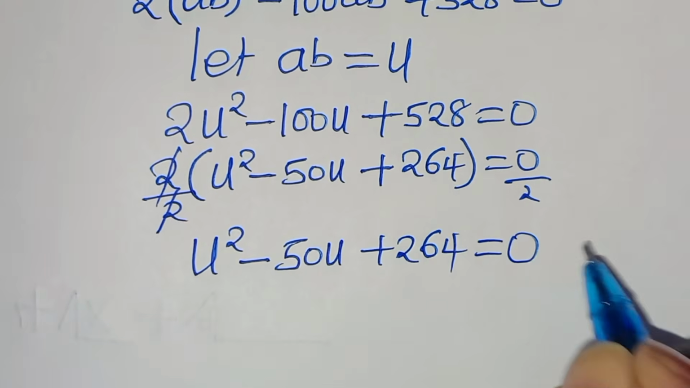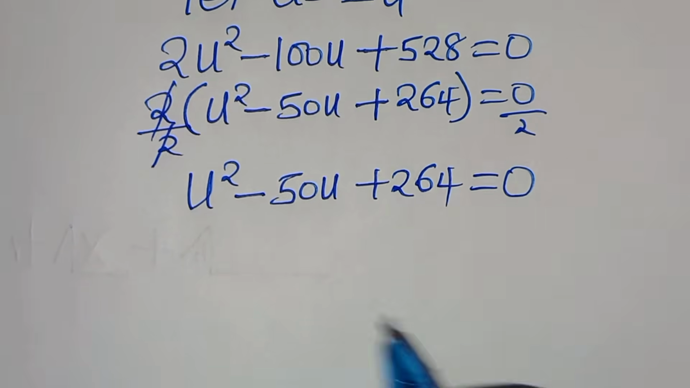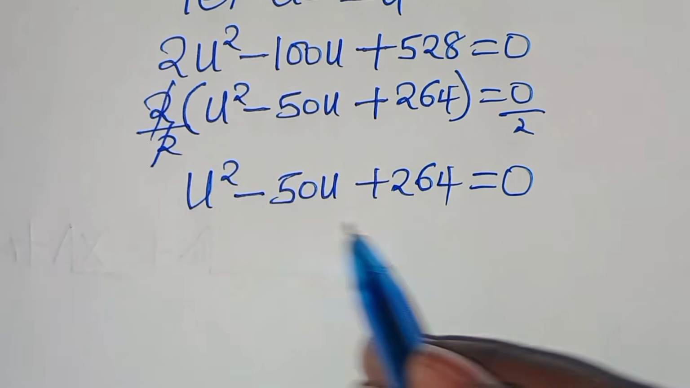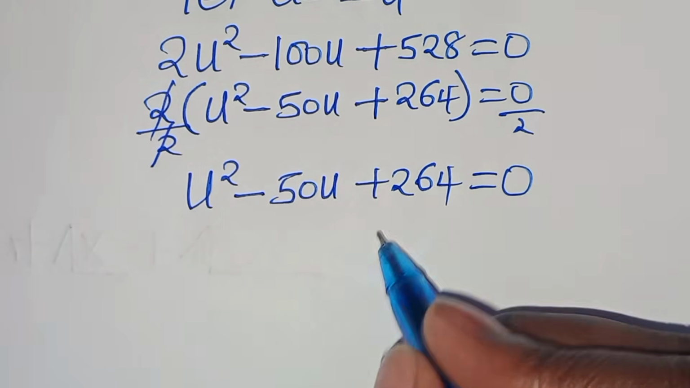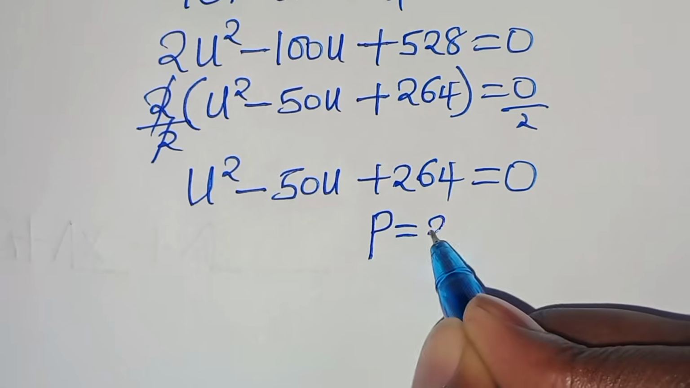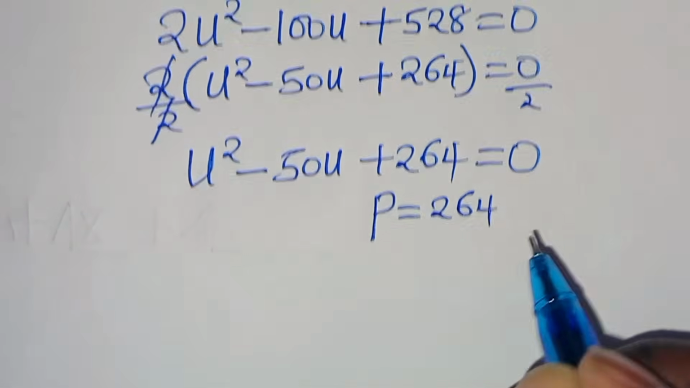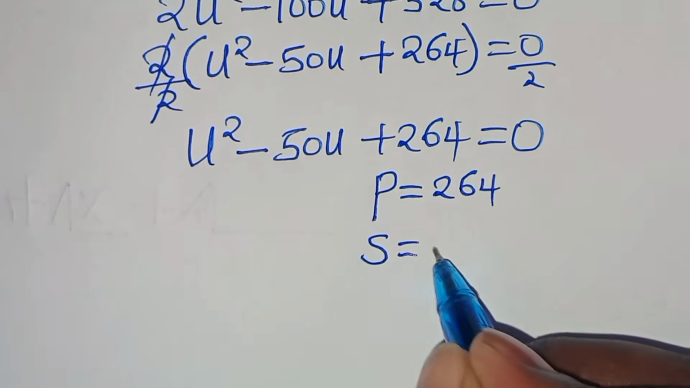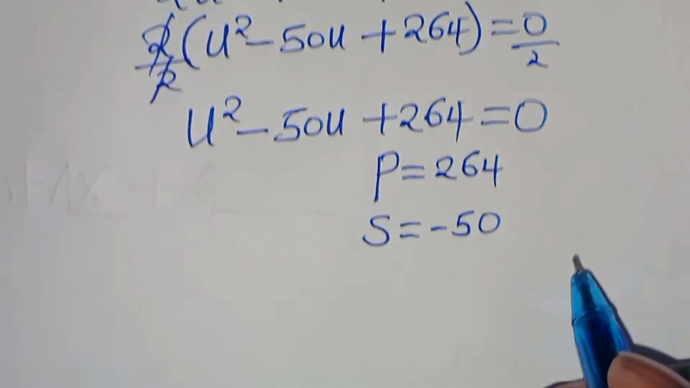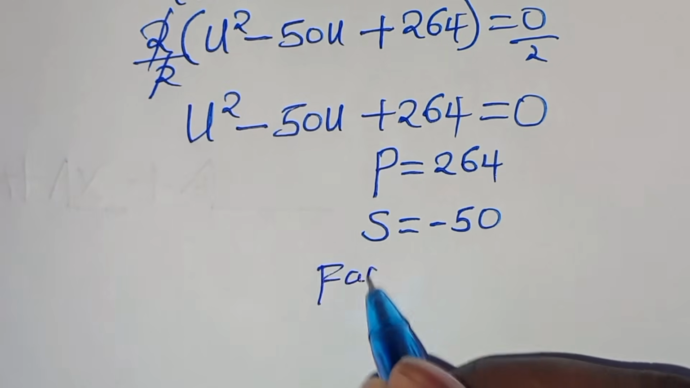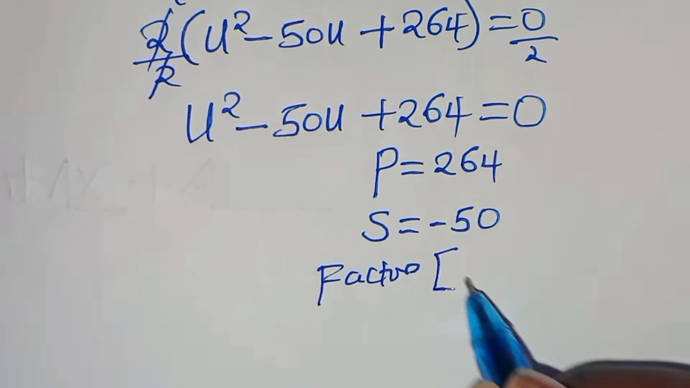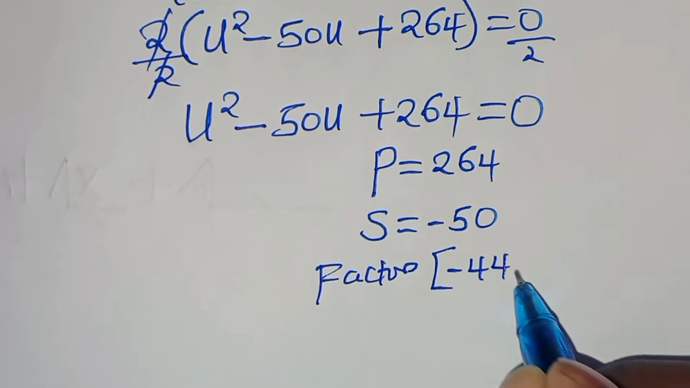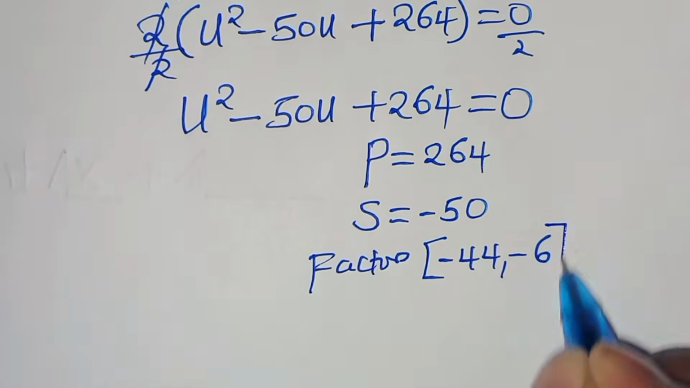This is equal to 0. So this is a quadratic equation that we can solve by factorization method. We have the product is 264. We have the sum is equal to negative 50. So we have got two factors here. These two factors, we have negative 44 and negative 6.